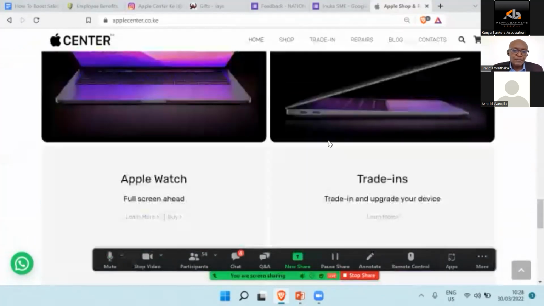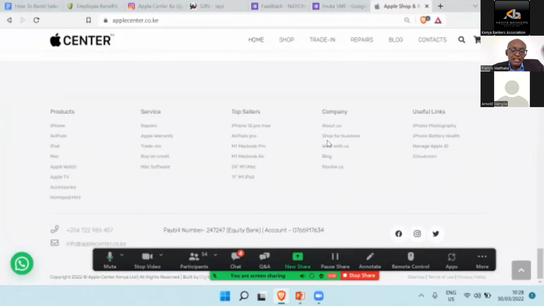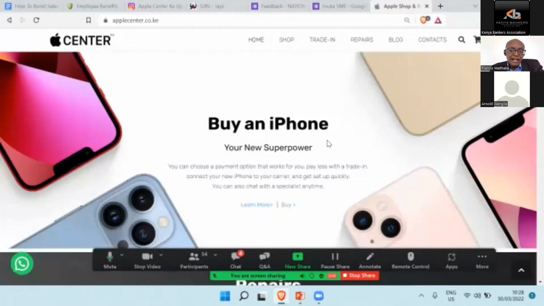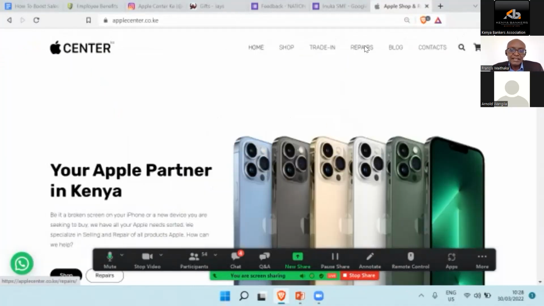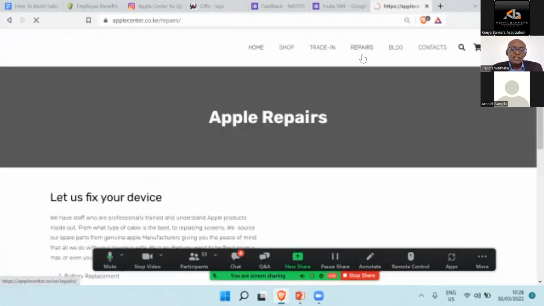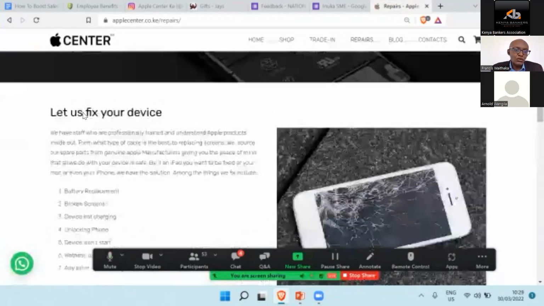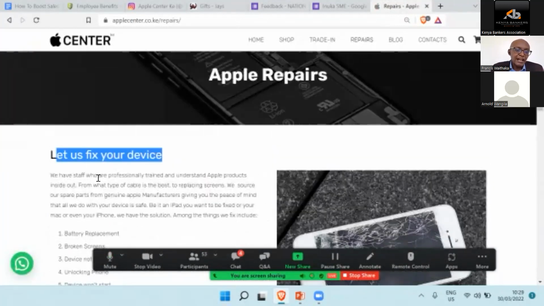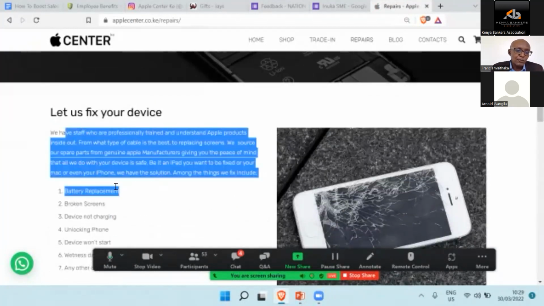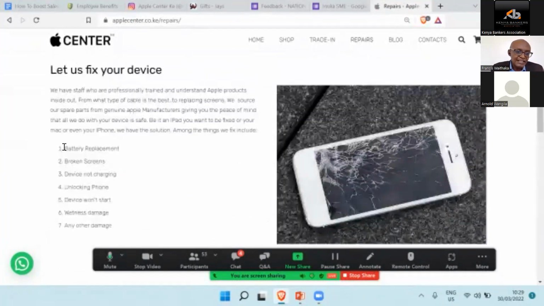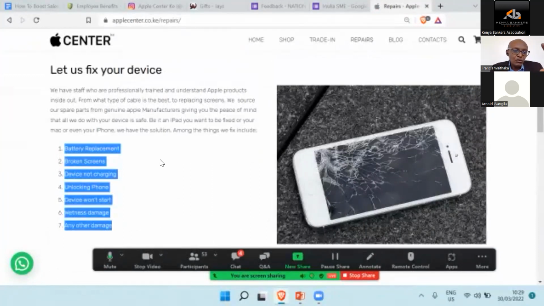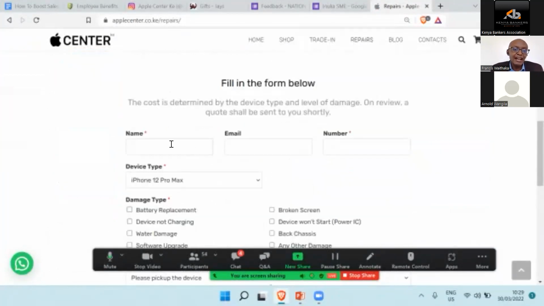So if you look at their website, you can also think it is Apple, the one in the US, but they are not affiliated. They are just a local reseller. But if you go to the repairs page, interestingly enough, they also provide the information. So you can see the big headline here, the details and the bullets. People don't want to read a lot of details. They just want to see the big picture. So the bullets are very important there.